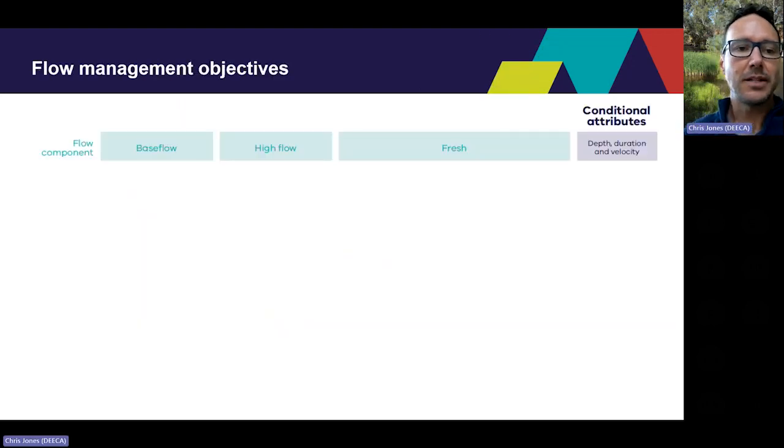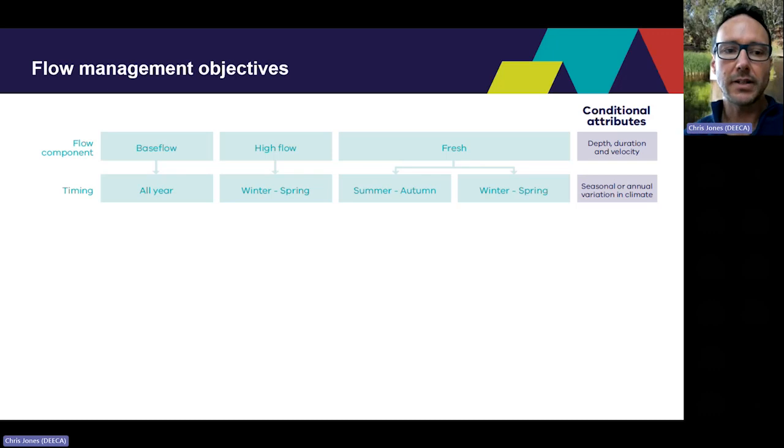So managers have objectives. They try to use flow components, so base flows that are quite low, large high flows and fresh pulses, to achieve management objectives. These vary depending on what the flow is, when it's delivered, the depth, the duration, the speed of the flow. Those different attributes influence what these things do. For vegetation, we try to deliver these at different times of the year. Managers will deliver some things throughout the year, some things particularly in winter or spring when there's naturally elevated flows in a temperate climate, or freshers through summer or winter to achieve a particular objective.